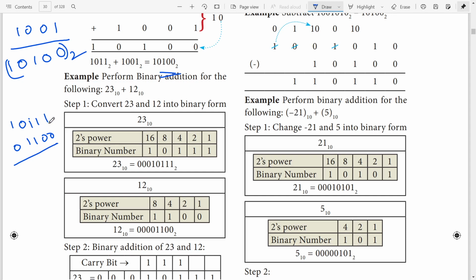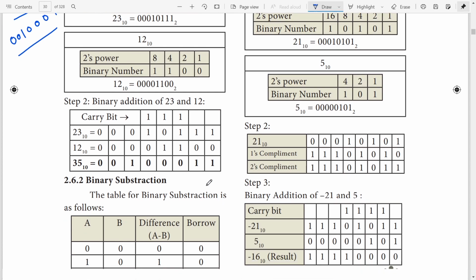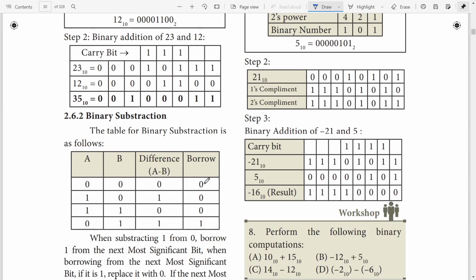You can't leave it as 5 bits. Once you have to mention it as 8 bits, 3 zeros should be added. Okay. 1 1 0 carry 1, 0 carry 1, 0 carry 1, 0 0. So 0 0 1 0 0 0 1 1. Is it clear? Next, binary subtraction is very important.